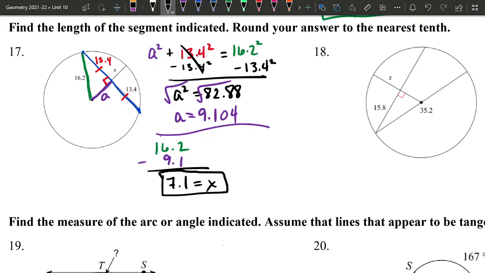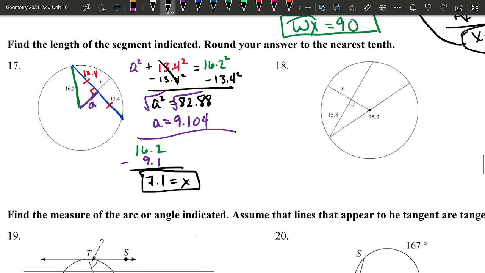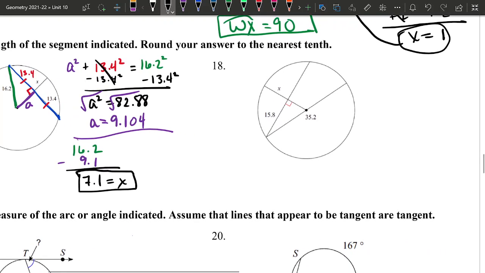All right, looking at number 18. This is pretty much the exact problem. It just has different values. So again, we have a perpendicular bisector. You can see the 90 degrees. That's another clue to what kind of problem you're doing. So you have the radius, and then you have that. But you don't even need that for this.